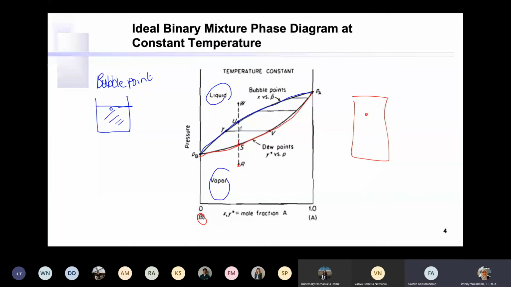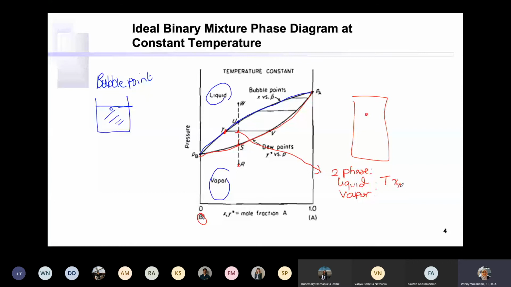What happened in here? Starts forming bubble. This is a two-phase region. In here there would be a two-phase region, which is liquid and vapor. What is the composition of the liquid? This one. And then you read it to here. So the composition of liquid is this one, the T. So, XA at T. What is the composition of the vapor? The V one. The XA would be at the V.